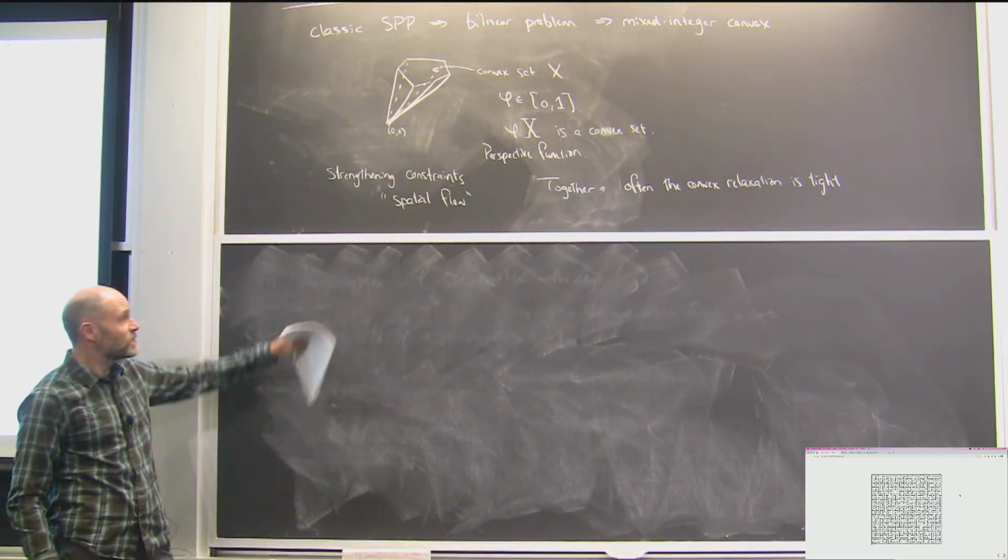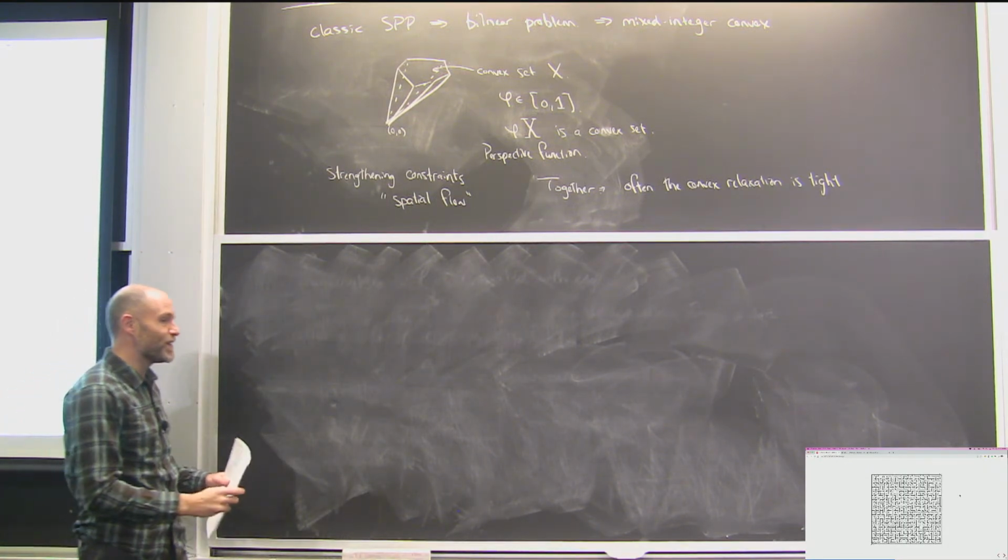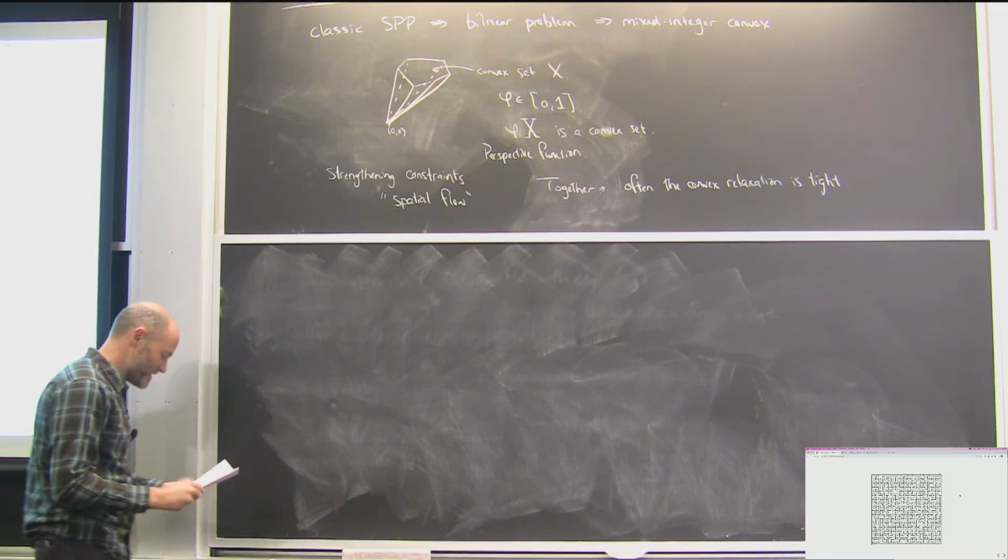Will people walk away at least remembering the shortest path on the discrete graph? Yes? The LP formulation of SPP? It's a good thing to know.